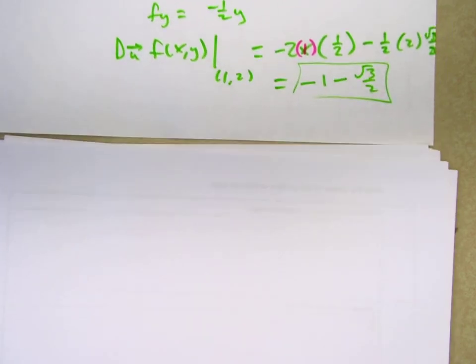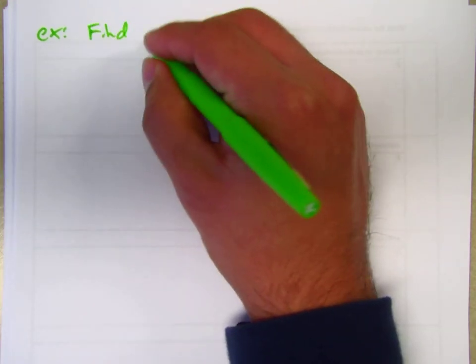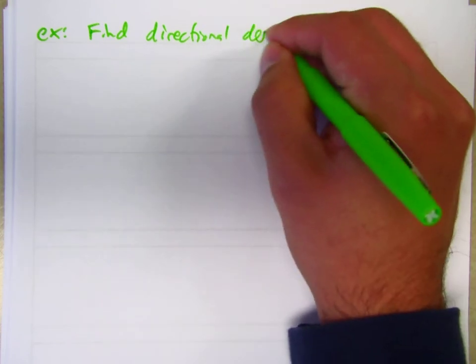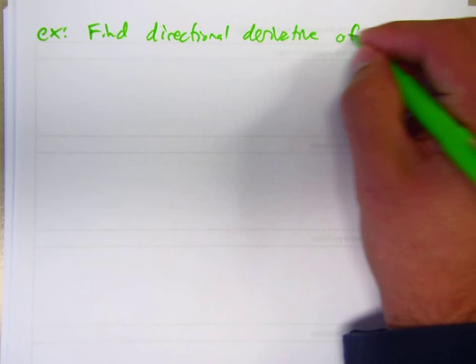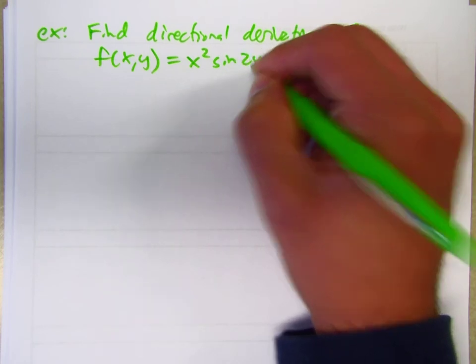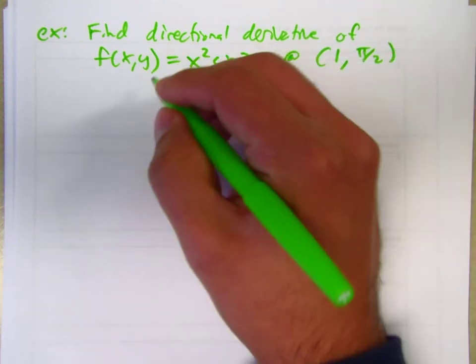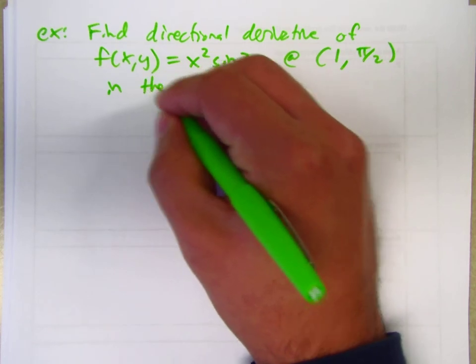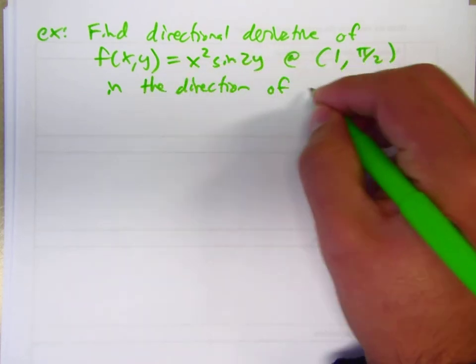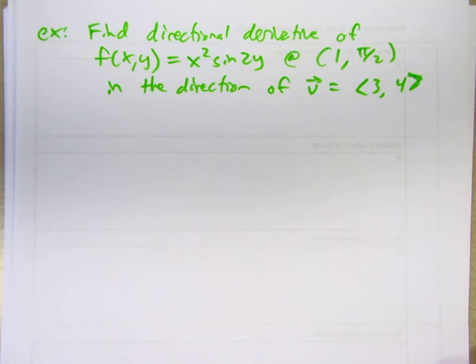Next example. Find the directional derivative of f of xy equal to x squared sine of 2y at the point 1, pi over 2 in the direction of v equals, let's just go 3, 4. Okay.